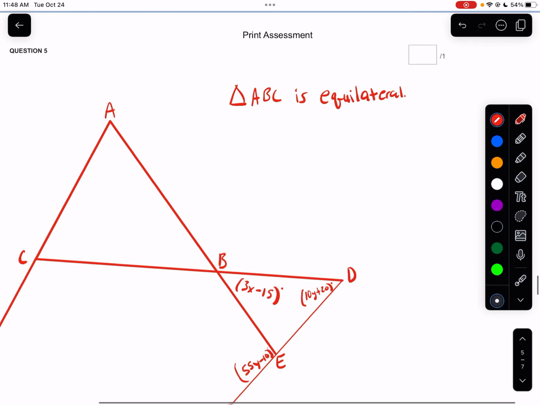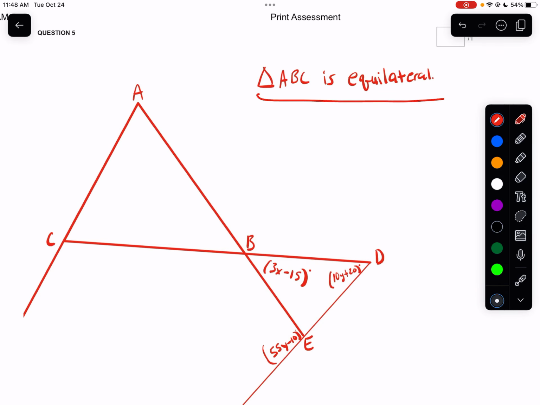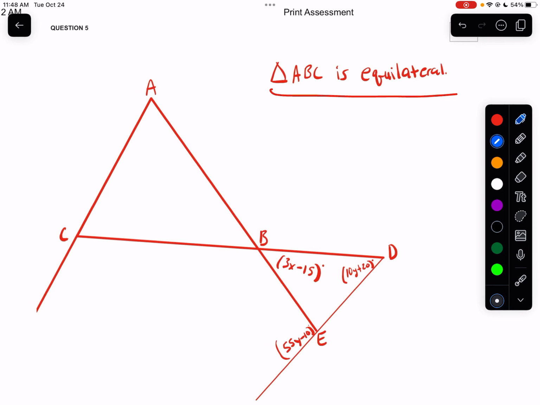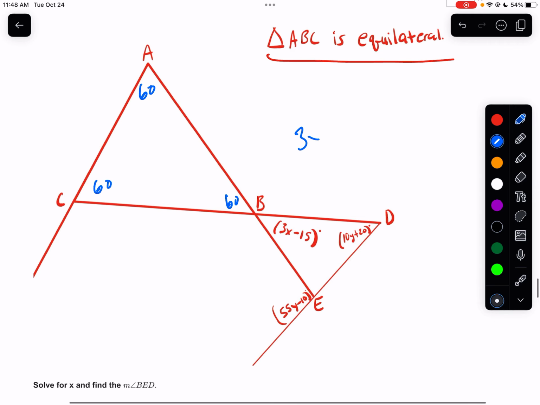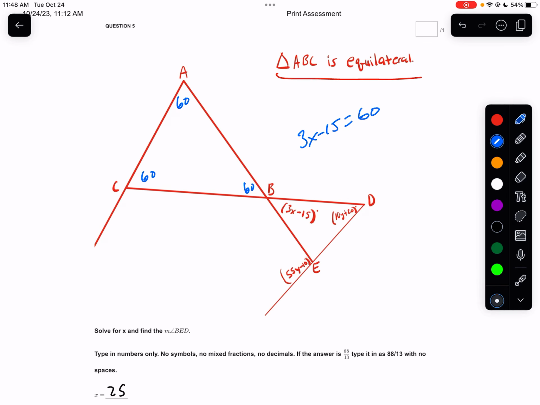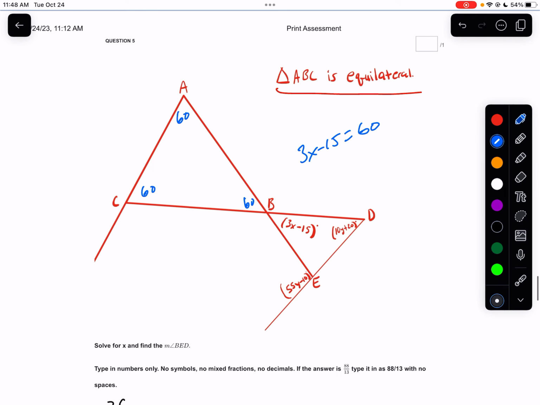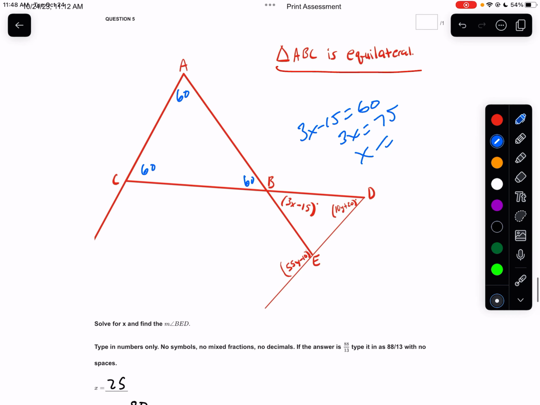Triangle ABC is equilateral. Well, that's probably pretty important. That means every corner is 60. That means 3x minus 15 is equal to 60. There's the answers if you need them. So 3x equals 75. So what does x equal? 25. Got it.